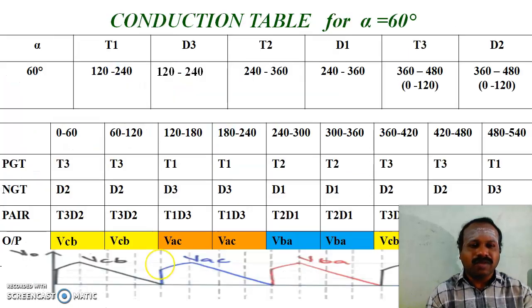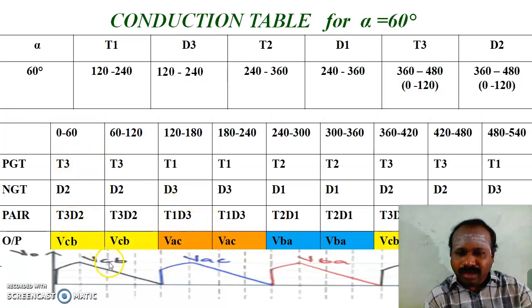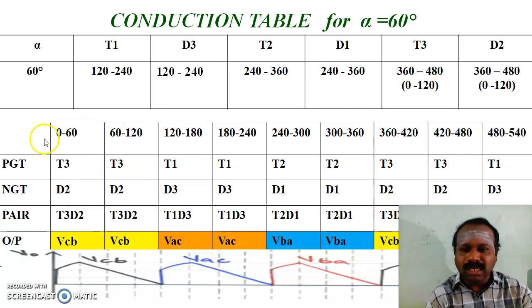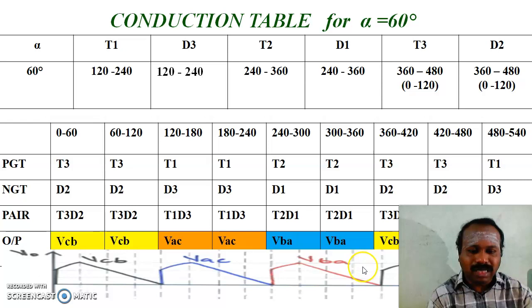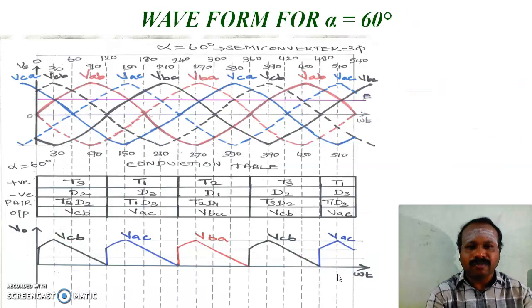It is the conduction table for alpha equal to 60 degree. From this, we have only 3 pulses for one complete cycle. That is, from 0 to 360 degree, we have only 3 pulses. That is VCB, VAC and VBA. There is absence of VAB, VBC and VCA. So for alpha equal to 60 degree, the three-phase semiconverter has only 3 output pulses. So this semiconverter is also known as a 3-pulse converter.